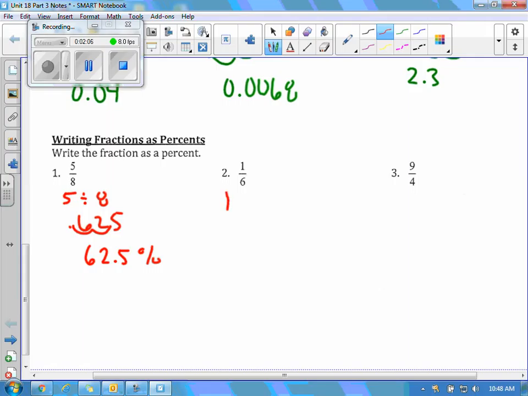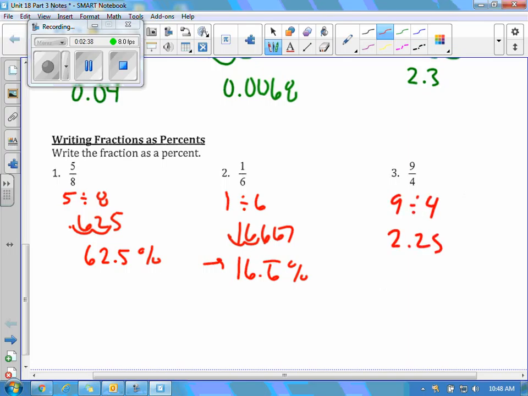For number 2, I do 1 divided by 6 in my calculator. When I do that, I get 0.1667. A couple more sixes. 2 to the right, so I get 16.6 repeating percent. That 7 shows up on your calculator because your calculator rounds the last 6. So that's 0.16 repeating, so that's why I wrote the percent like this. For number 3, I do 9 divided by 4 in my calculator, which would be 2.25. Then I move it 2 to the right, so I get 225%. Pretty straightforward.